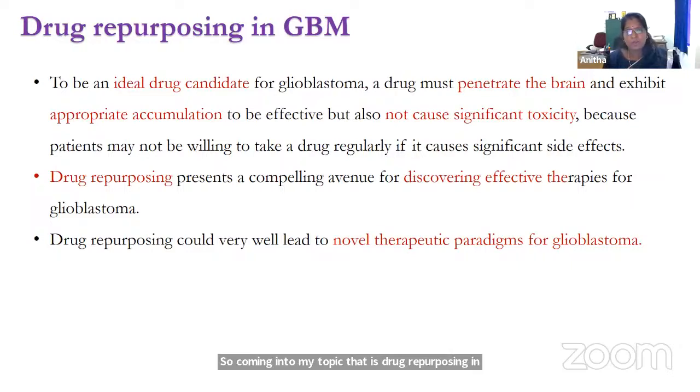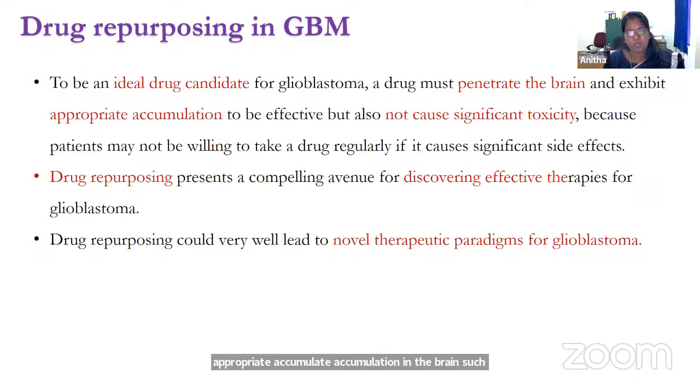An ideal drug candidate for glioblastoma should have the potency to cross the blood-brain barrier. This blood-brain barrier is a very thick membrane which doesn't allow all drugs to enter. But an ideal drug candidate for brain cancers has the potency to cross this barrier, and it should accumulate appropriately in the brain such that its activity is effective.